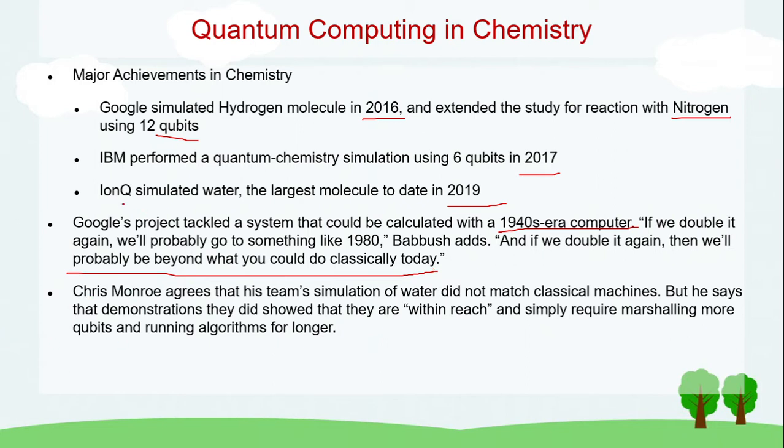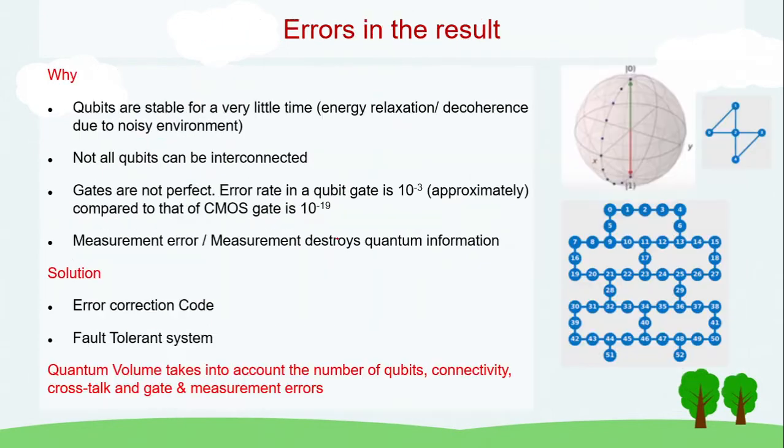Similarly, Chris Monroe, who is the founder of IonQ, agrees that his team's simulation of water did not match classical machines. But he says that whatever results they got, they are within reach, and they simply require more qubits and running algorithms for longer. Okay. So what it means is we are not there yet on quantum computer, but we are not far away from quantum computer. And people are doing a lot of research on how to improve the number of qubits. But before that, even with whatever qubits we have, we are unable to make use of them effectively. So that is the main focus of this presentation. And how do we fix that, okay?